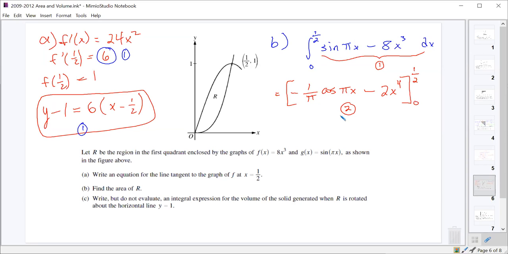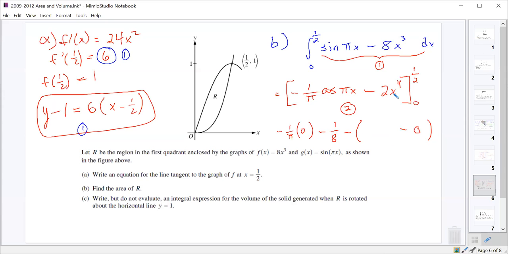So if we plug in 1/2, we end up with negative 1 over pi times the cosine of pi over 2. What's the cosine of pi over 2? Zero. Minus, and then we add 2 times 1/2 to the fourth. What's a half to the fourth? A half to the fourth is 1/16. And then times 2. And then minus all of this evaluated at 0.